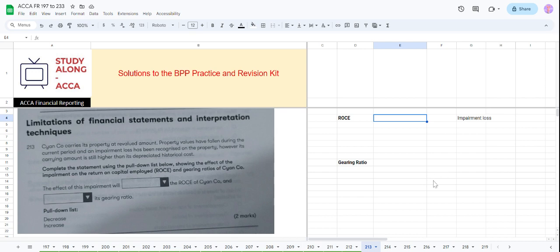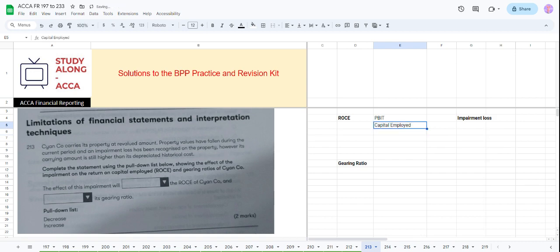So, the formula to calculate ROCE is we take the profit before interest and tax and then we divide it by capital employed. Because of the impairment loss of a property, this property is part of capital employed. So, PBIT divided by capital employed.